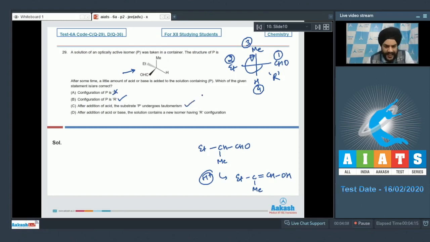If you talk about statement D now, after the addition of acid or base, the solution contains a new isomer having R configuration. This is not correct, students. The configuration of compound P present in the solution was already R. Due to this tautomerism, there will exist a new isomer which has S configuration and not R configuration as mentioned in the option. So option D is also not correct, students. Out of these given options, we have to mark option B and option C as the correct answer to question number 29. Let us look at the next question now, students.